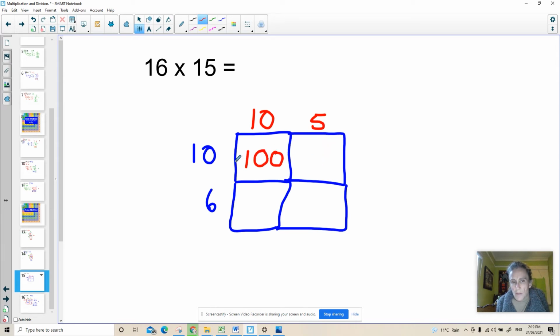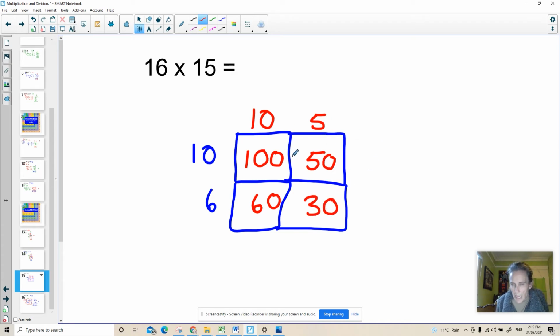In this box here, I'm going to multiply 10 against the 5. I know that 10 5s are 50. I'm going to move down to these boxes now, and I'm looking at the 6, and the 6 times 10 is 60. And I'm looking at the 6 and the 5, and I know 6 5s are 30.